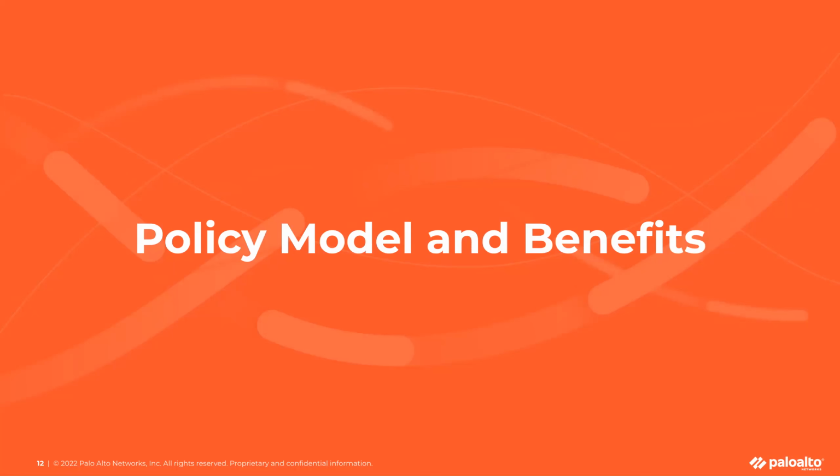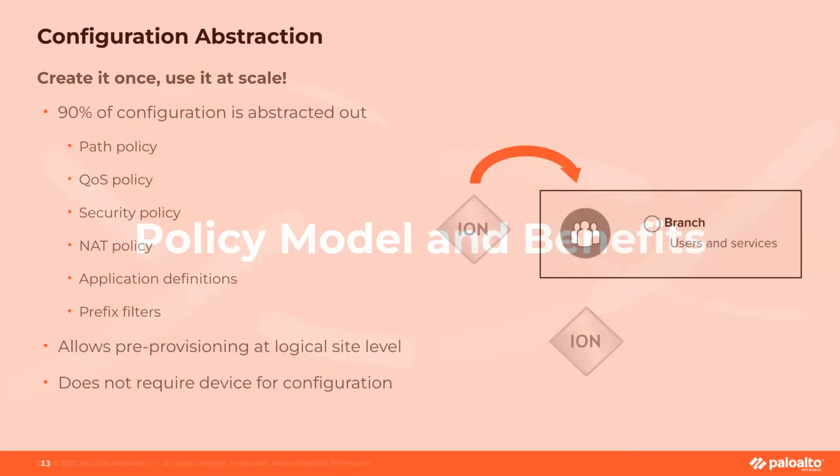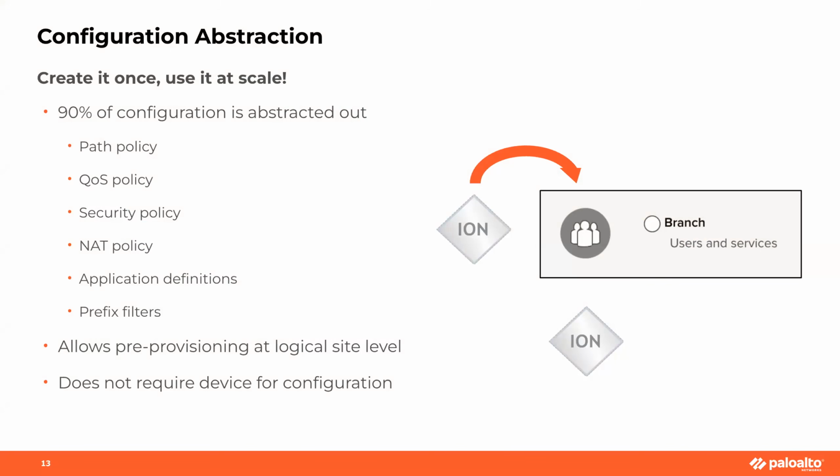So I'm going to start by giving a quick introduction on the policy model and its benefits for the Prisma SD-WAN solution. And the first thing I want to go over is the configuration abstraction. The goal of the Prisma SD-WAN design is to be able to provide a level of configuration abstraction that allows you to create a given configuration element once and then use it at scale across the enterprise and across your network.